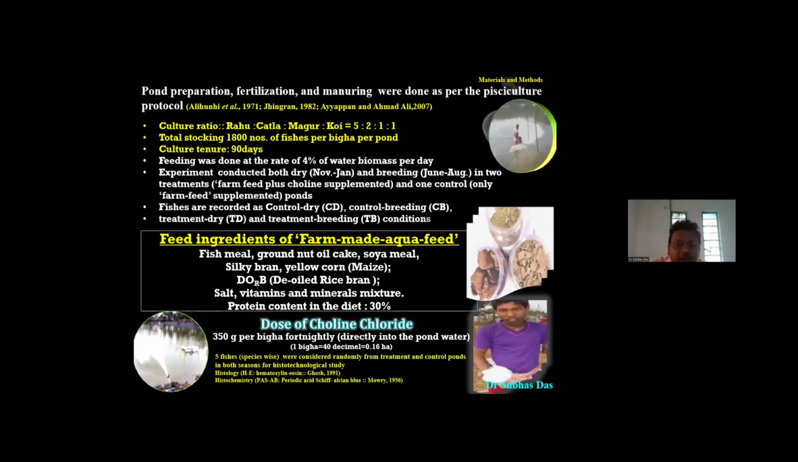And we have fed normal feed that contains feed meal, groundnut oil cake, soya meal, rice bran, yellow corn, that is maize, with salt, vitamins, and minerals, having a protein content of 30%. We ran our research work for 3 months, that is 90 days, in the dry season as well as in the breeding season. Dry season means the winter season. So we have segregated the fishes into control dry, control breeding, treatment dry, and treatment breeding. Treatment means choline treated fishes.